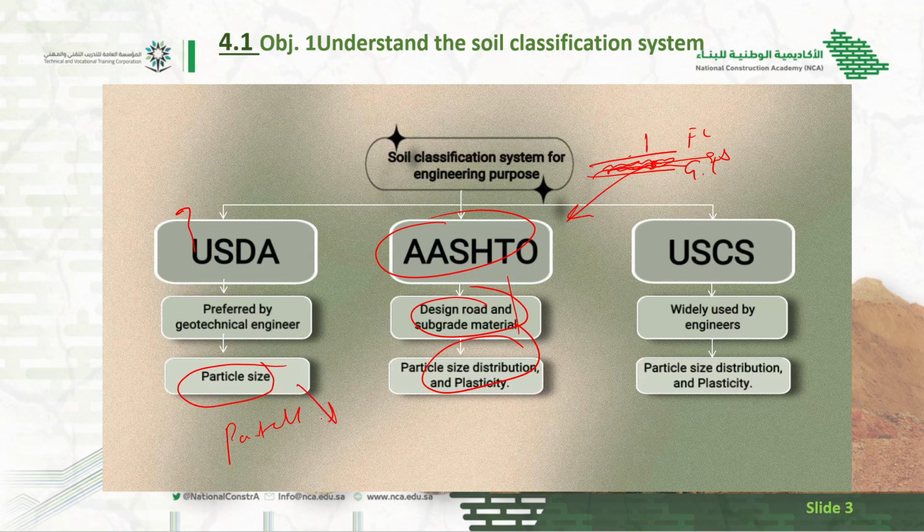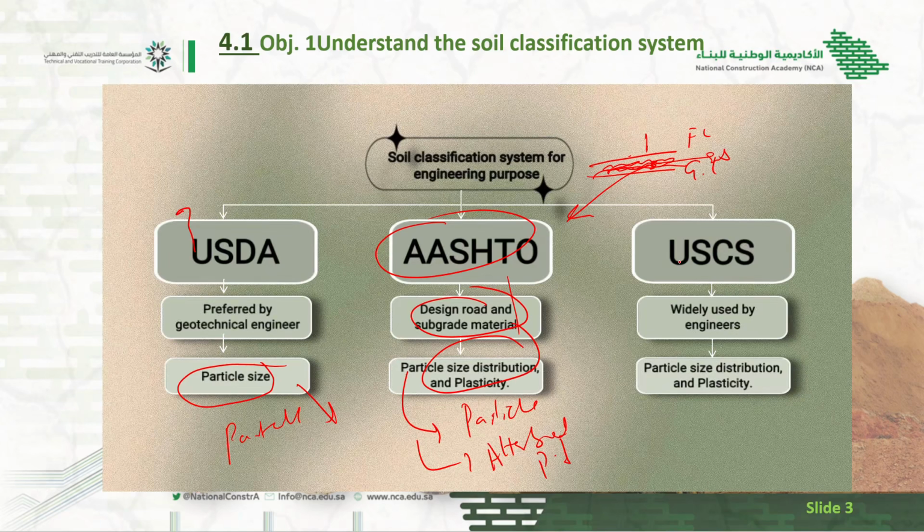By sieve analysis or particle size distribution. For AASHTO we can use two terms. One is by particle size, and also we can use the Atterberg limits, which is plasticity, plastic index or liquid limit. The third one is USCS. It is the Unified Soil Classification System.